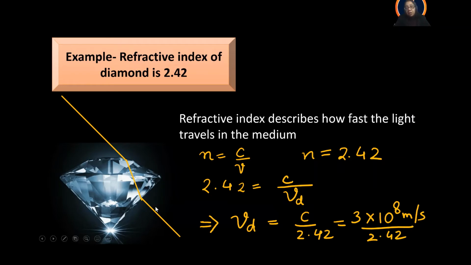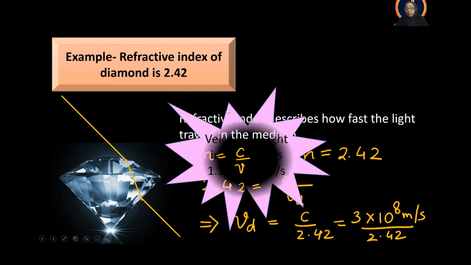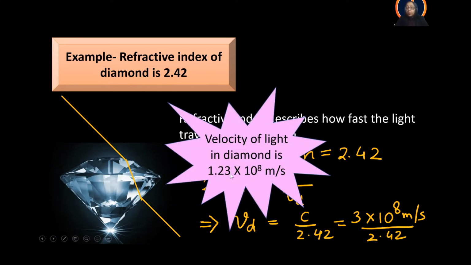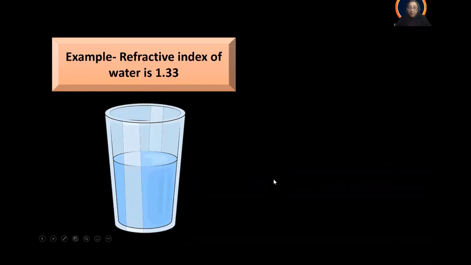So the refraction causes a change. Now, how far is it changing? Is it changing more or less, or what is the value of the velocity of light in that particular medium? We can calculate it using the value of refractive index. And this value comes out for this example as 1.23. So 3 divided by 2.42 is 1.23 times 10 to the power 8 meter per second. So this is the velocity of light in diamond. Now students, get ready with a paper and pen. I'll be giving you a problem very shortly.